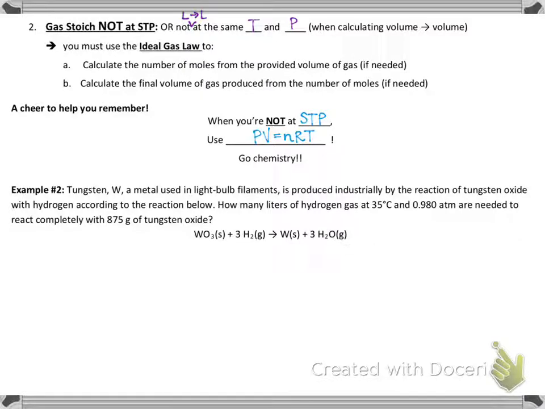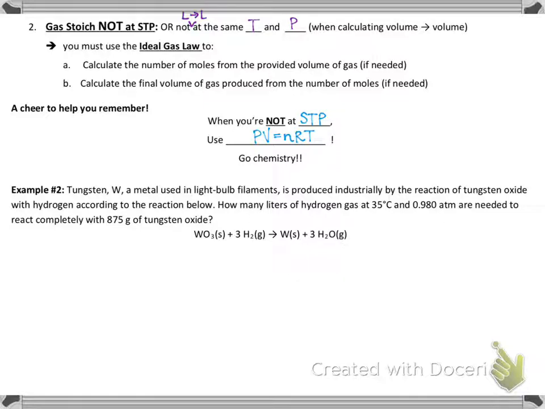So here's a nice cheer to help you remember. When you're not at STP, use PV equals nRT. Go chemistry! Woo! I know, rhyming is just fun. I can't help myself. If you say when you're not at STP, use PV = nRT, it doesn't have quite the same ring, but it's still the correct idea.